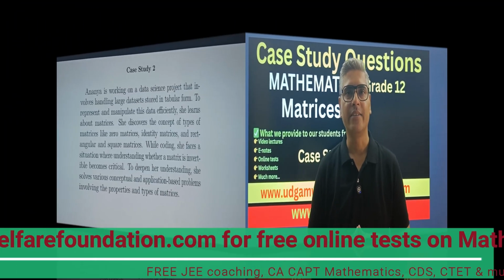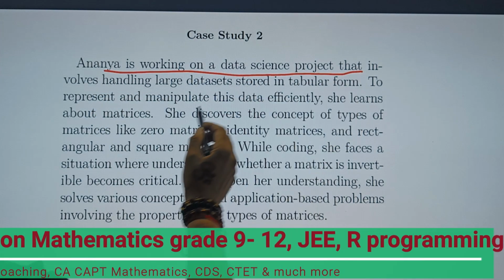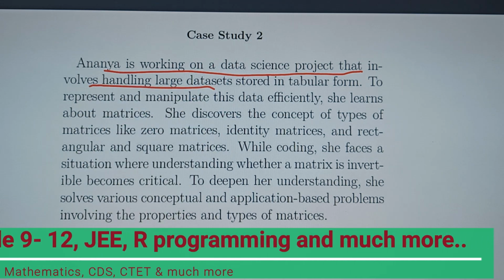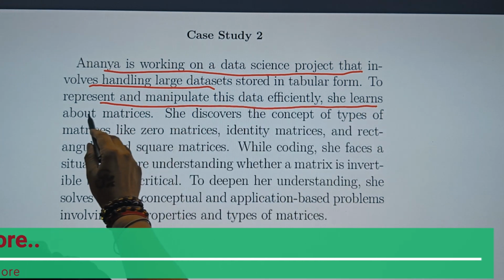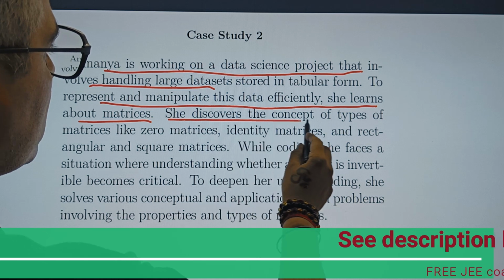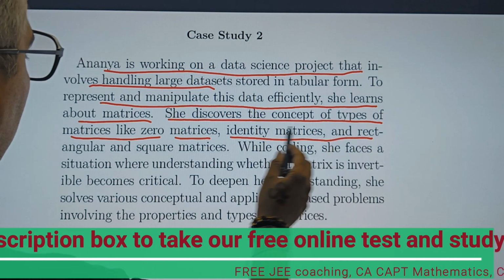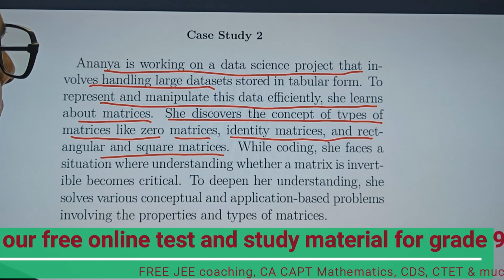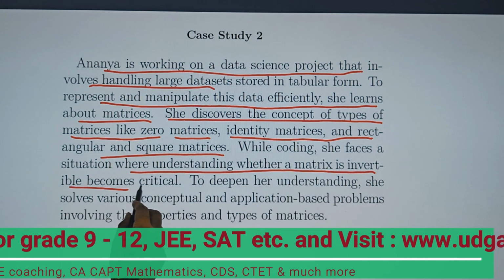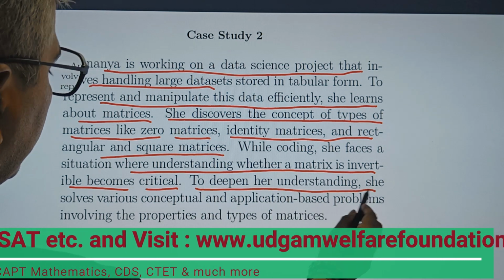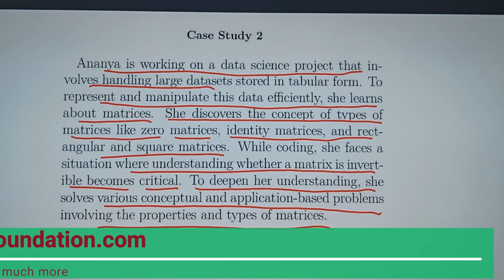So let's get started. Students, this is our case study 2, which states that Ananya is working on a data science project that involves handling large data sets stored in tabular form. To represent and manipulate this data efficiently, she learns about matrices. She discovers the types of matrices like zero matrices, identity matrix, rectangular matrix, and square matrices. While coding, she faces a situation where understanding whether a matrix is invertible becomes critical. To deepen her understanding, she solves various conceptual and application-based problems involving the properties and types of matrices.